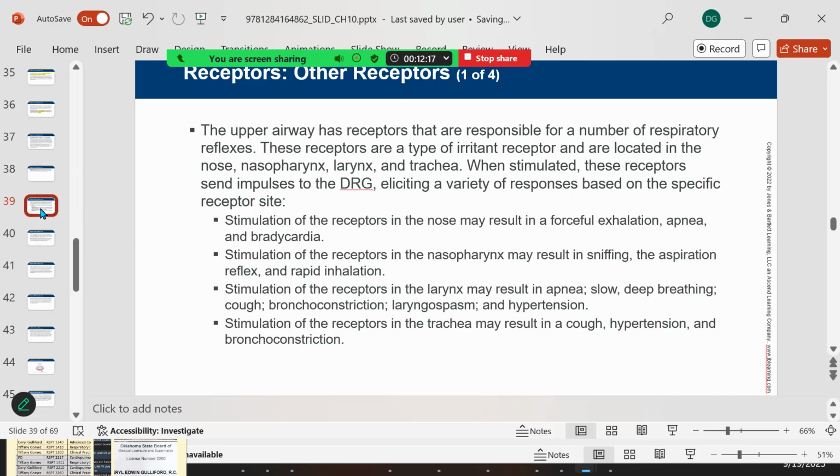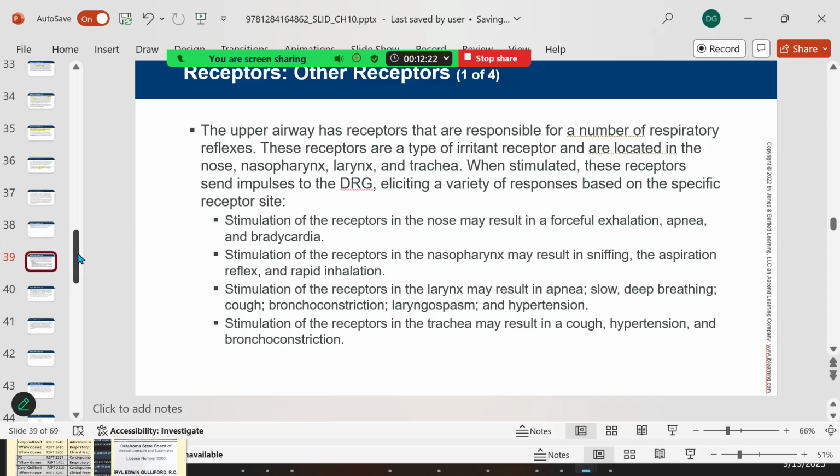So all this is going on to regulate your breathing, and we don't even have to be consciously aware of it.